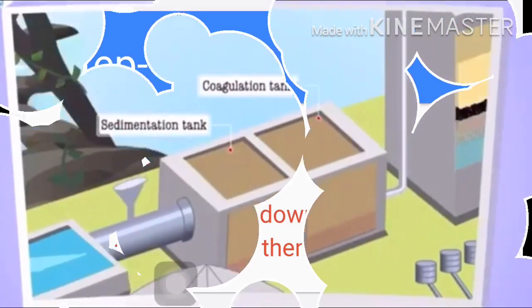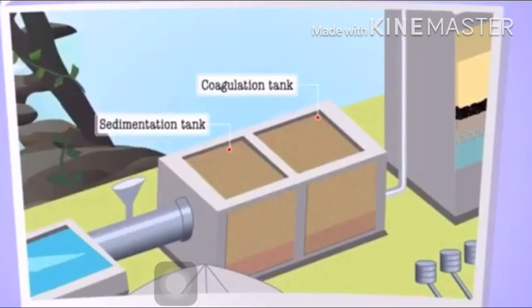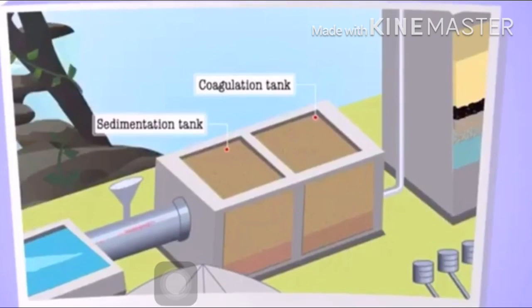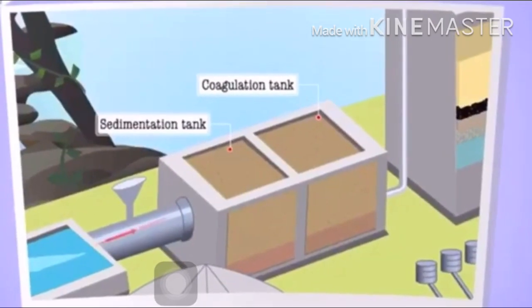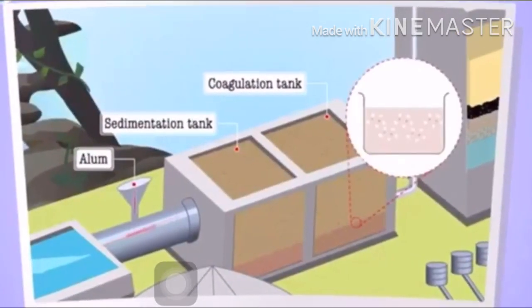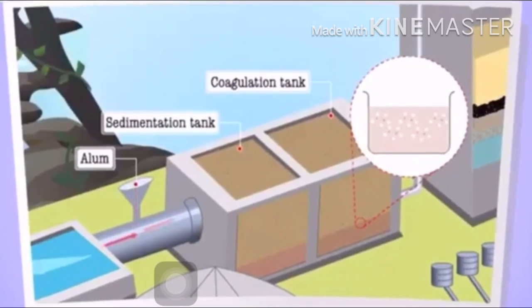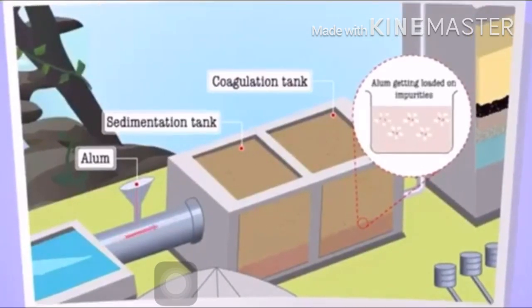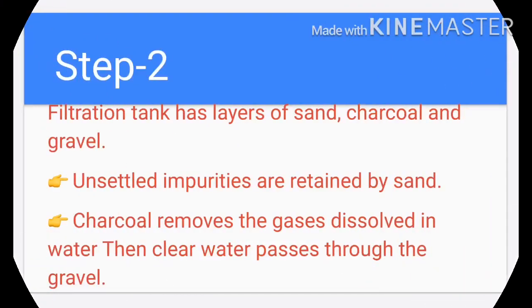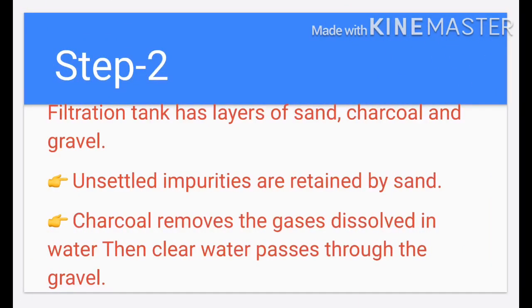Here, this is a sedimentation tank. In sedimentation, you know that the large or the heavier impurities settle down at the bottom. We can use alum also, which helps the heavier impurities to settle down easily. Now the water from the sedimentation tank passes to the filtration tank.